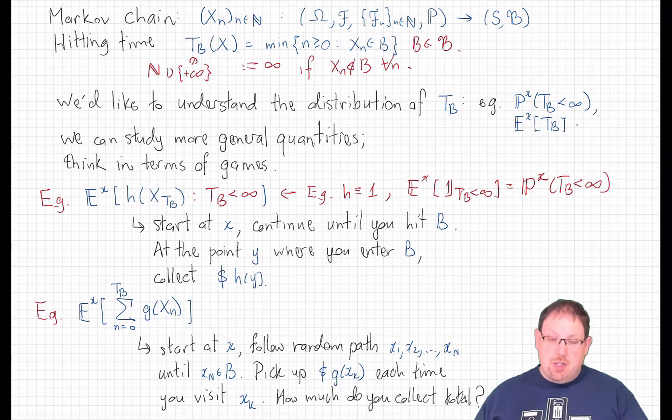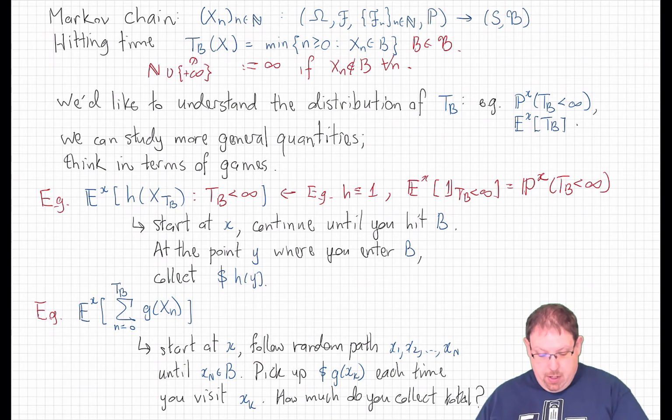Now, it's often useful to give meaning to quantities like this in terms of some kind of economic games or gambling games. So here we can think about it this way. You start at some state x, and then you execute the Markov chain randomly moving from state to state until you hit B. At some point y, you will collect a certain amount of money. That's what h represents. It's the reward for hitting the set B at the location y.